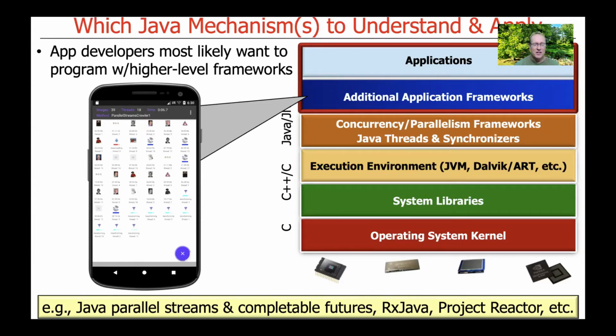And these would include things like parallel streams, completable futures, which we'll cover, RxJava, which we'll cover, and Project Reactor, which we'll mention, but you won't get experience with because Android doesn't really support it. But RxJava is basically the same thing. So as you can see, these capabilities are up the stack. They're part of the application frameworks layer as opposed to the Java class library layer or the execution environment layer. So it's basically higher level abstractions.